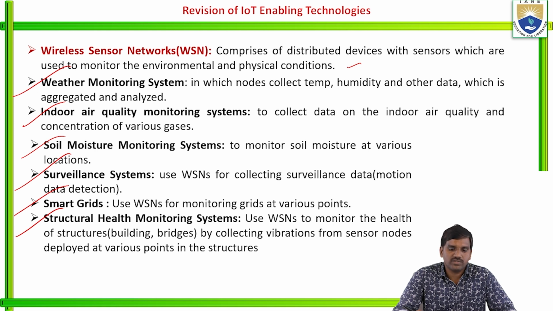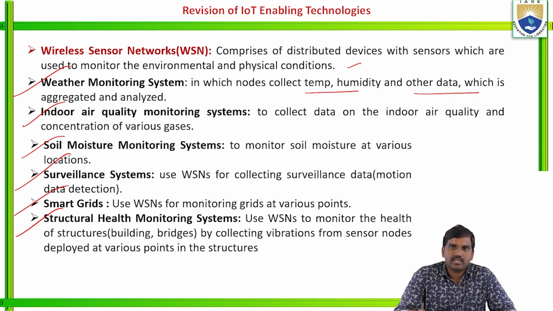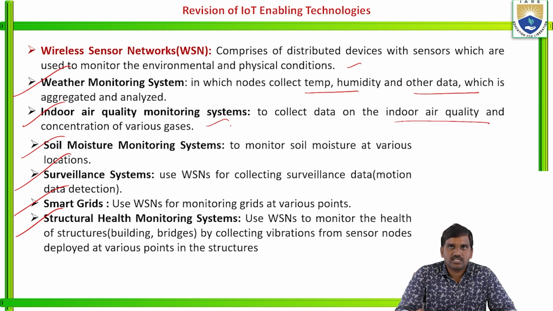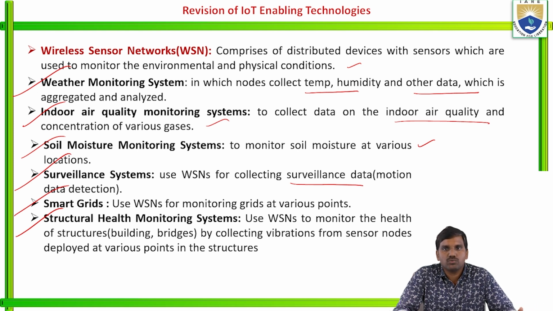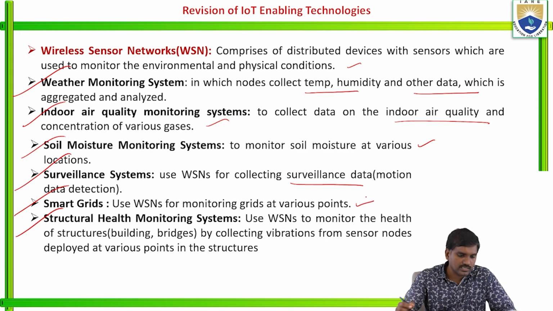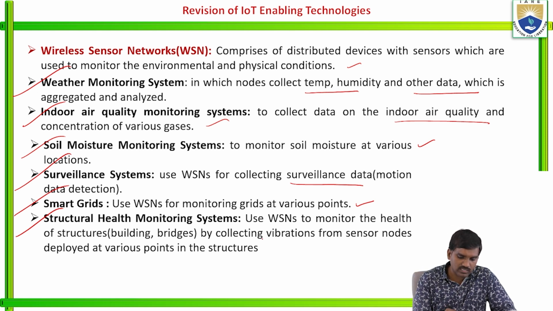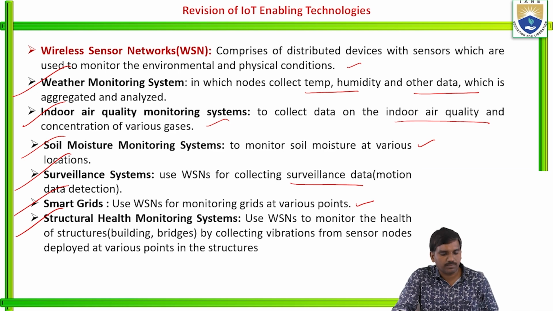The weather monitoring system is one in which nodes collect temperature, humidity, and other data, which is aggregated and analyzed. Next, the air quality monitoring system collects data on indoor air quality and the concentration of various gases. The soil moisture monitoring system monitors soil moisture at various locations. The surveillance system uses a wireless sensor network for collecting surveillance data, that is, motion detection. Smart grids use wireless sensor networks for monitoring grids at various points. The structural health monitoring system monitors the health of a structure by collecting vibrations from sensor nodes deployed at various points in the structure. So these are some applications of wireless sensor network.